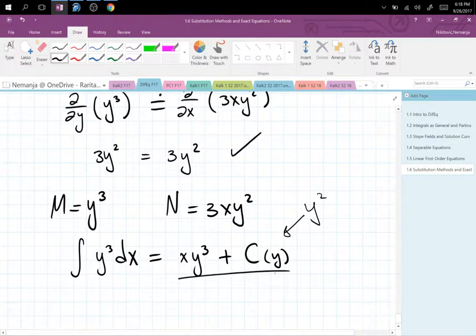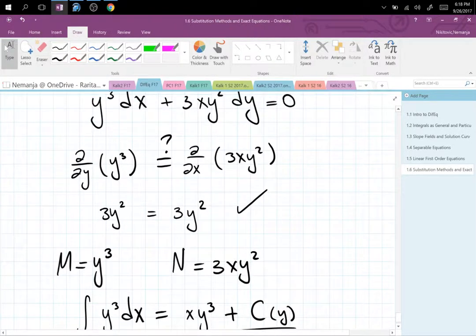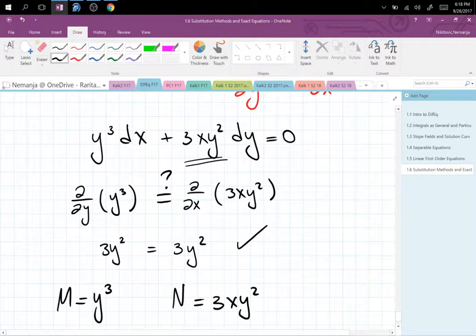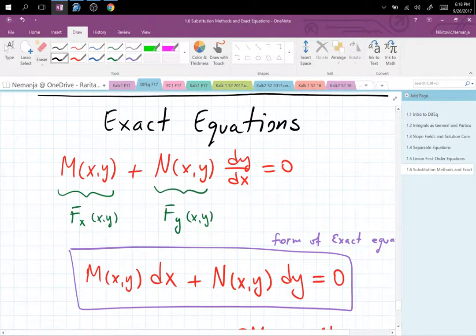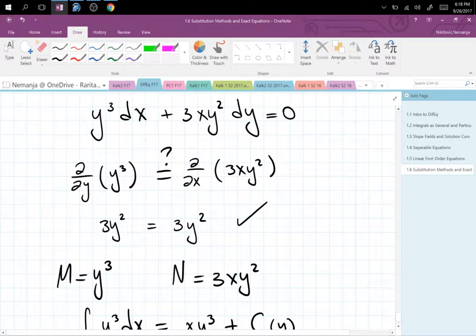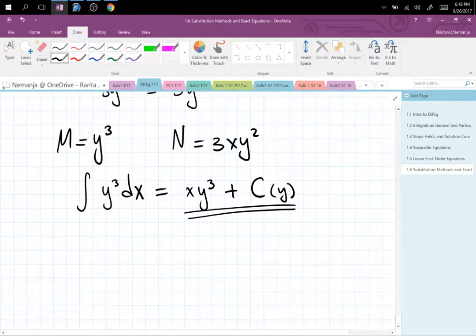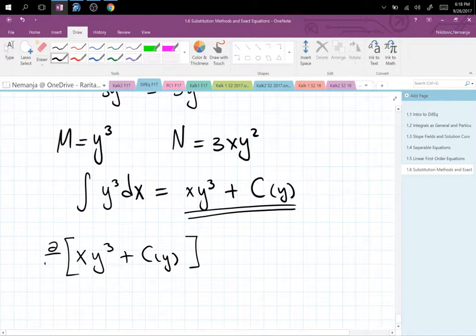So now observe what I have. I have this part here, which is the function added by some unknown function of y. But look at this part. That's the derivative in respect to y. So what I can do now is take this solution and differentiate that in respect to y.